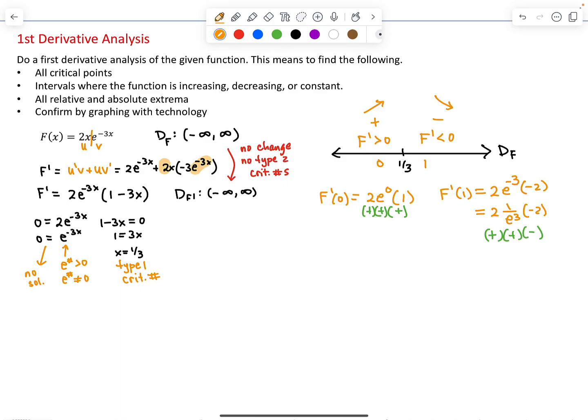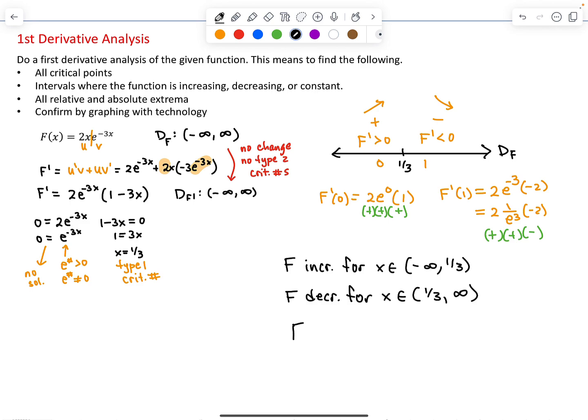So this function increases, and then it decreases. Capital F increases for x from negative infinity up to 1/3. Capital F decreases for x in the interval from 1/3 up to infinity. And I can conclude that we have an absolute max when x is 1/3.